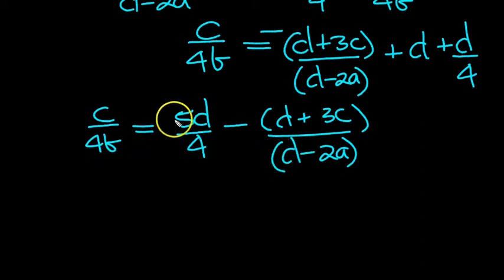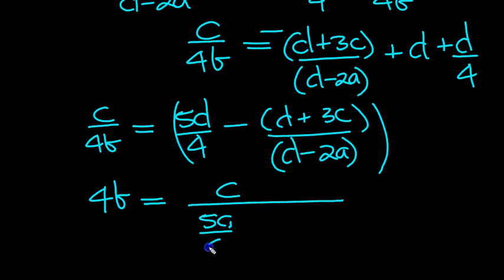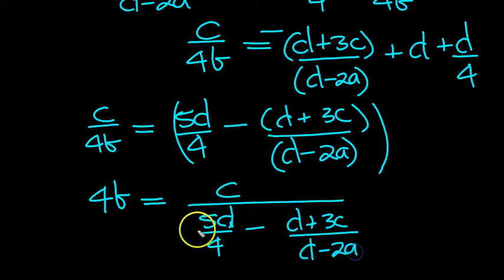Okay, so now this 4b, so I'm going to put a bracket around this whole object now. And I'm going to move the 4b up there, and I'm going to read it from right to left. So 4b has moved up to the top, over there. The c can stay where it is, so that's on that side. And then this whole bracketed thing can move down below. So you're going to get 5d over 4 minus d plus 3c over d minus 2a, all in a bracket, like so.